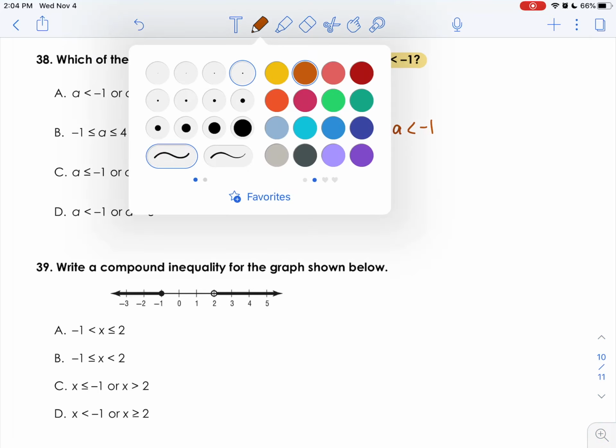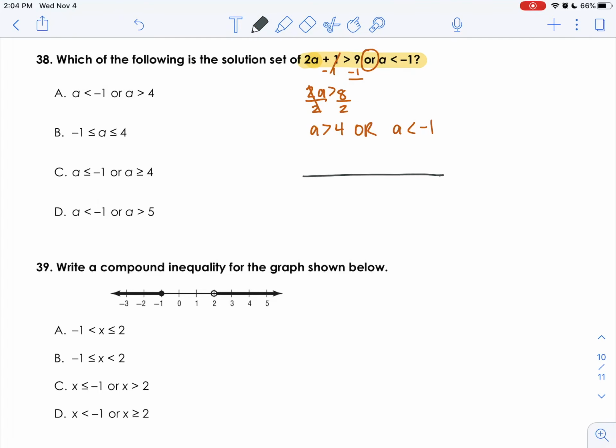So if I were to graph this myself, I would have -1 over here, and 4 would be somewhere around here. On the 4, it would be an open dot facing out, because a is greater than 4. And on the left, a is less than -1. That would be an open dot pointing this way. It's an "or", so we don't need any overlap. So this is what the graph would look like.